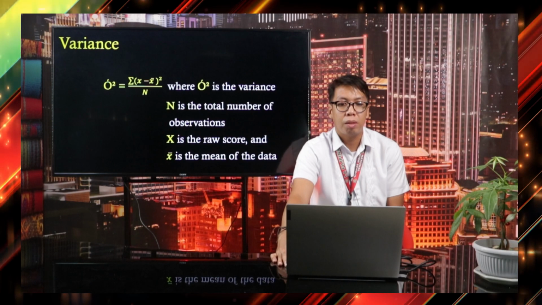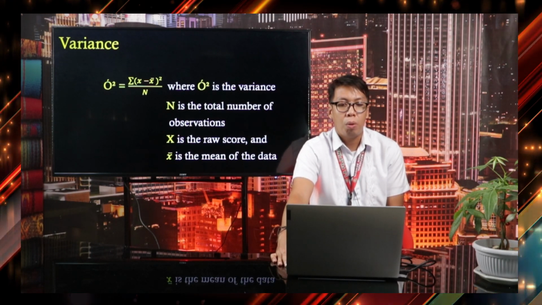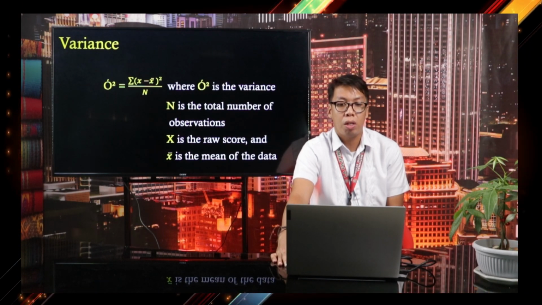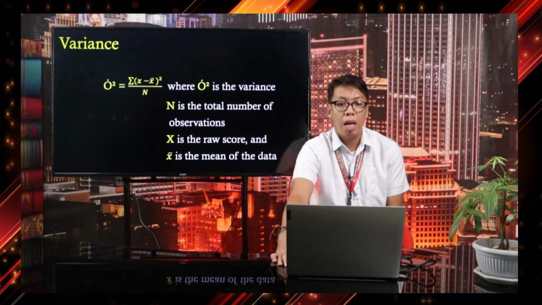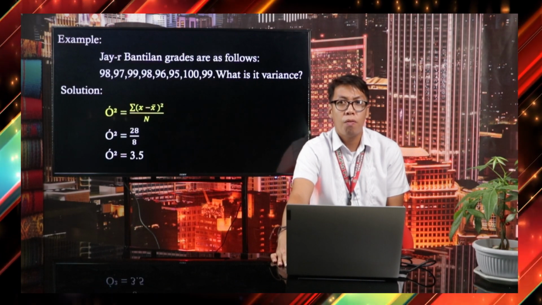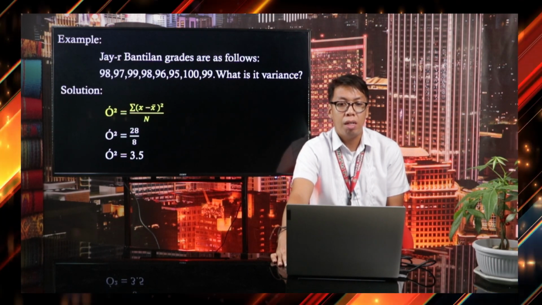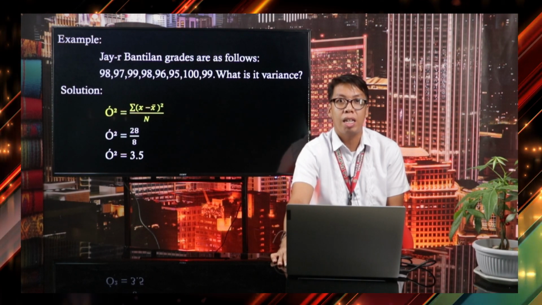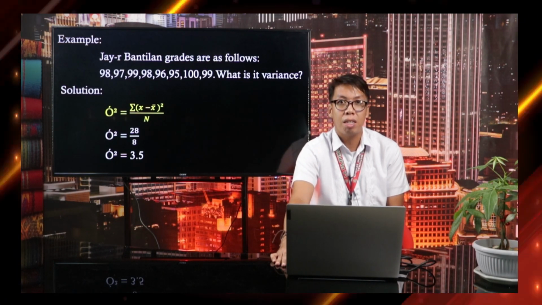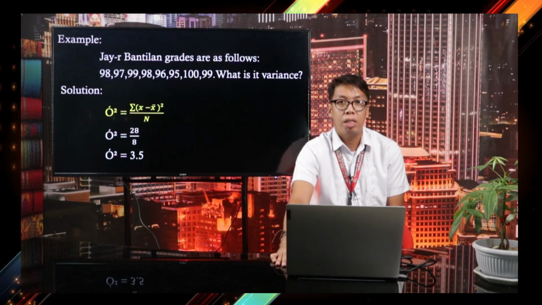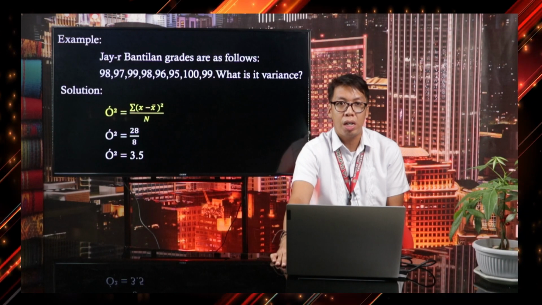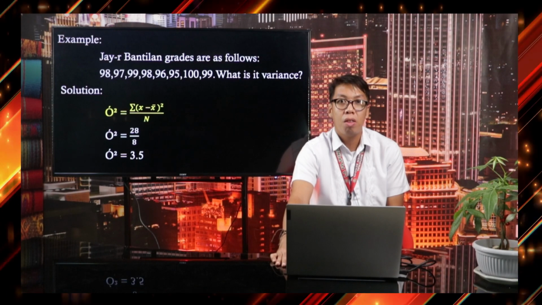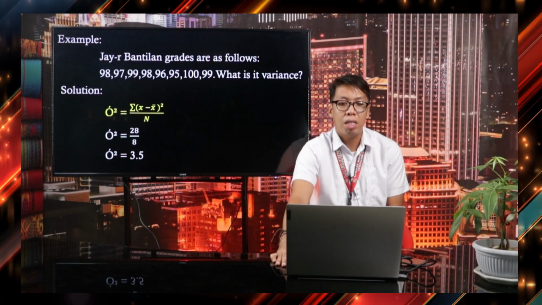For the variance, we use the formula where n is the total number of observations, x is the raw score, and the mean of the data. For example, J.R. Bantilan's grades are as follows: 98, 97, 99, 98, 96, 95, 100, and 99. What is the variance? So we have 28 divided by 8, that is 3.5. Our variance now is 3.5.